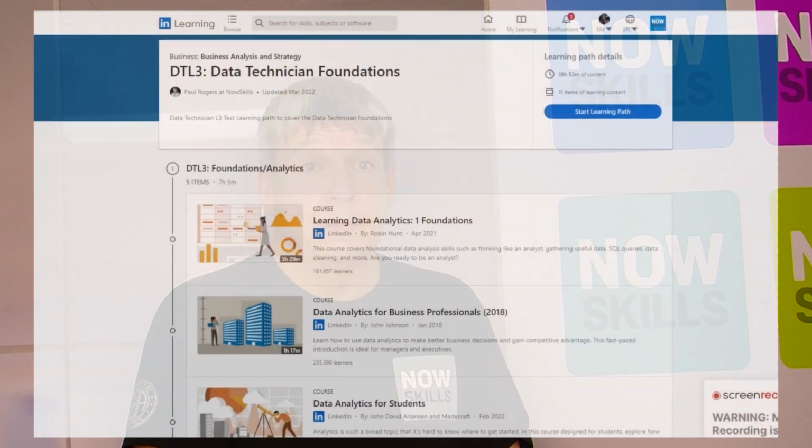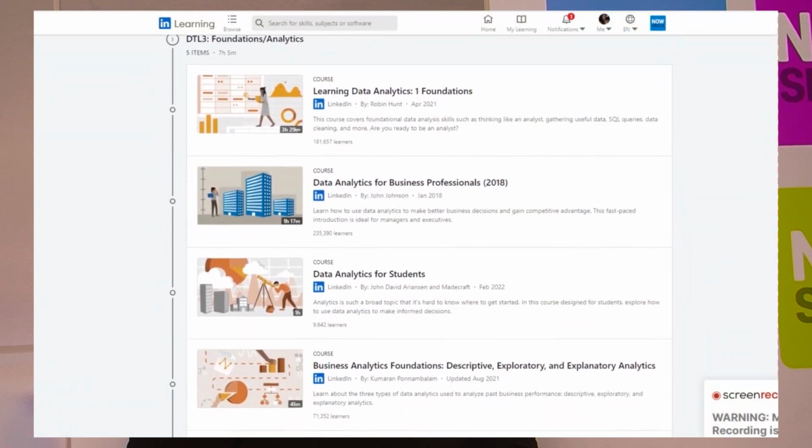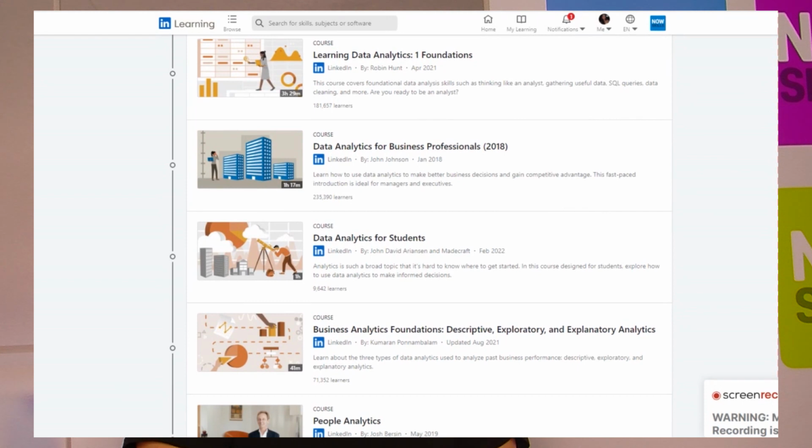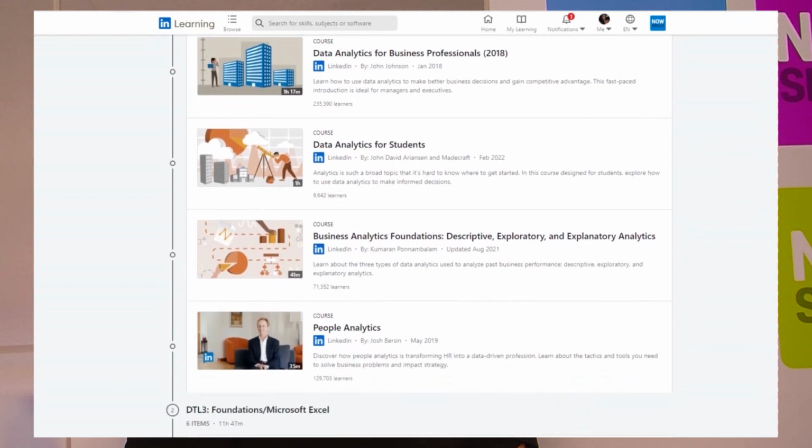Apprenticeship, a fantastic resource that we've got is the LinkedIn Learning, and from day one you'll be given the data technician learning path, and you really work through it at your own pace.